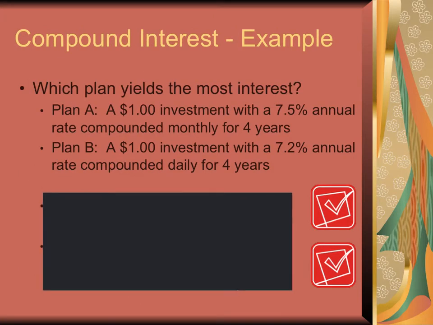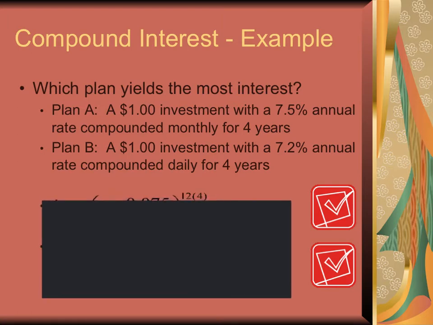So let's take two different scenarios here. It says, which plan yields the most interest? Plan A is a $1 investment with a 7.5% annual rate compounded monthly, so compounded 12 times a year for 4 years. Plan B is 7.2%, so a little less interest, but it's compounded daily, so it's compounded more times every year for the 4 years. Well, let's see what happens.